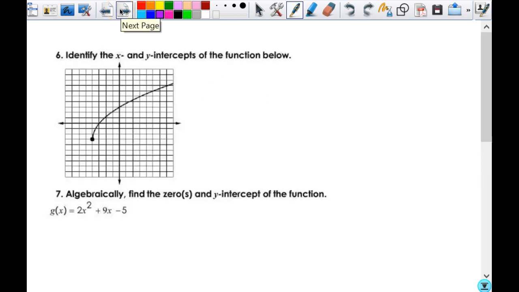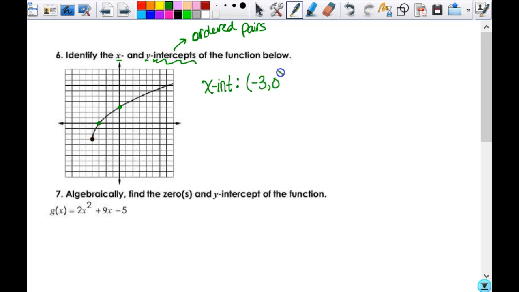All right, so here it says we're going to identify the x and y intercepts. That word intercepts means they have to be ordered pairs. If it says the roots, solutions, values, whatever, that's when you do the little set notation squiggly brackets. So to identify the x and y intercept, well, there's a 1 here and a 1 here. So my x-intercept is going to be at negative 3, 0. My y-intercept is going to be at 0, 3.